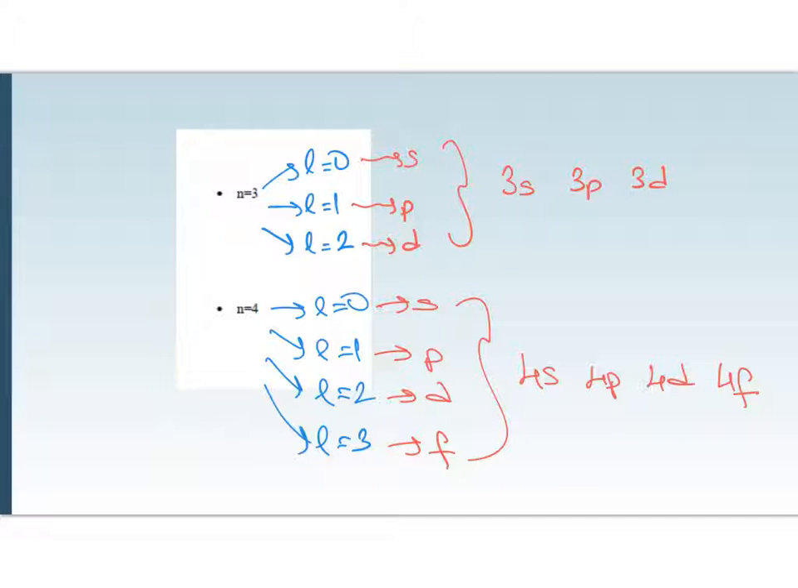Now remember, these are only the type of the orbitals. These are not giving you the number of orbitals.